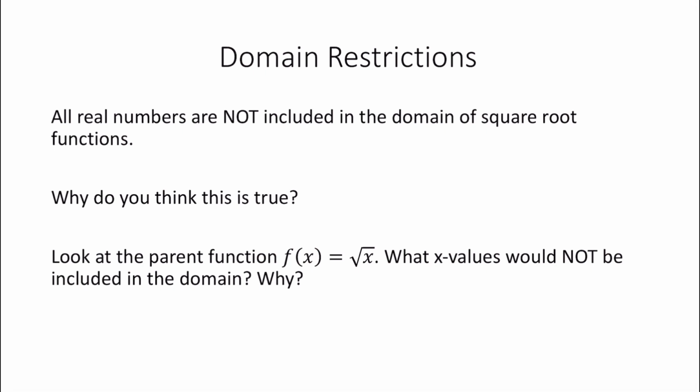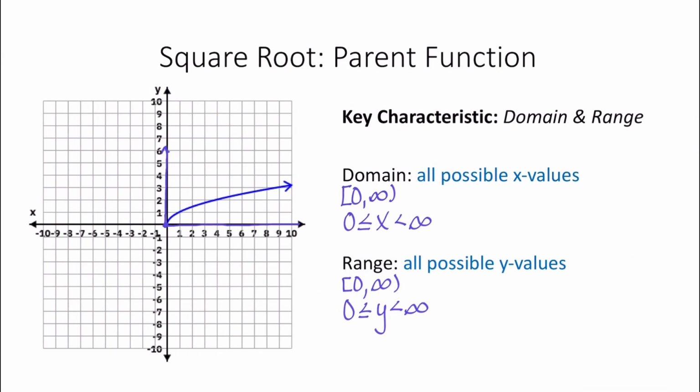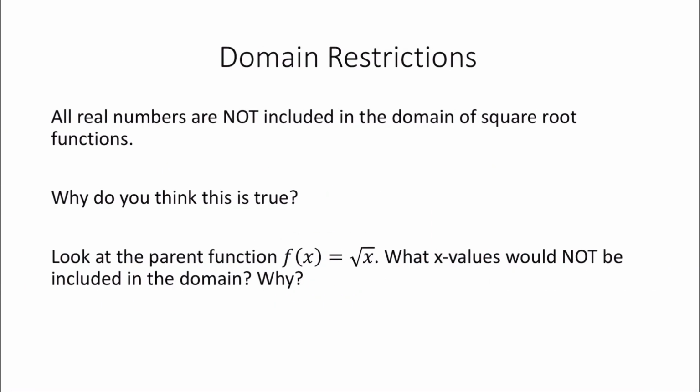So all real numbers are not included in the domain of a square root function. So why do you think this is true? Let's look at the parent function f of x equals the square root of x. What x values would not be included in the domain, and why do you think this is true? So if we look back at the graph, notice that the domain is all the positive values of x. So these negative values of x are actually not included in the domain. Let's talk about why that is.